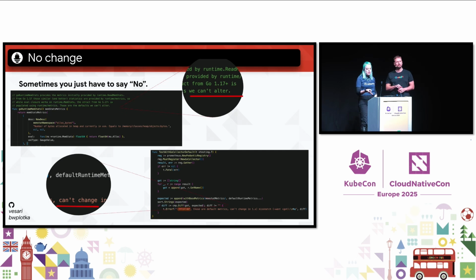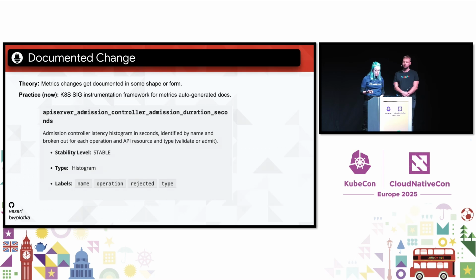Also, OpenTelemetry has the same thing happening with semantic convention. They have stability tests and frameworks to make sure that you deprecate an old metric instead of renaming it. And also Kubernetes, the Kubernetes framework for SIG instrumentation, also has this kind of tests. But when you do decide to go for change, what are the choices available?